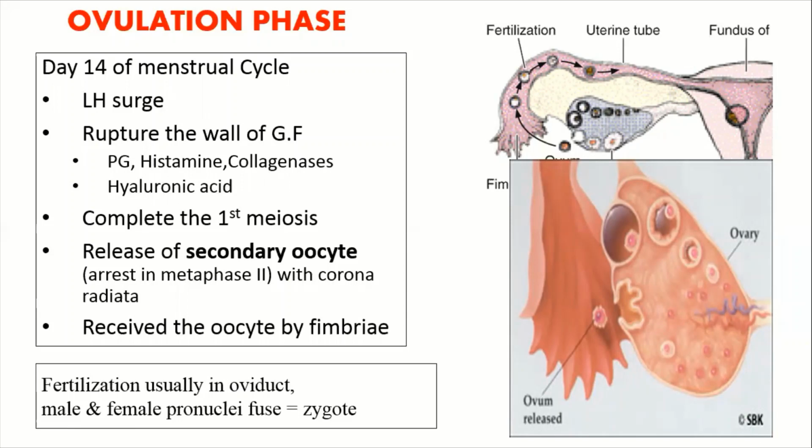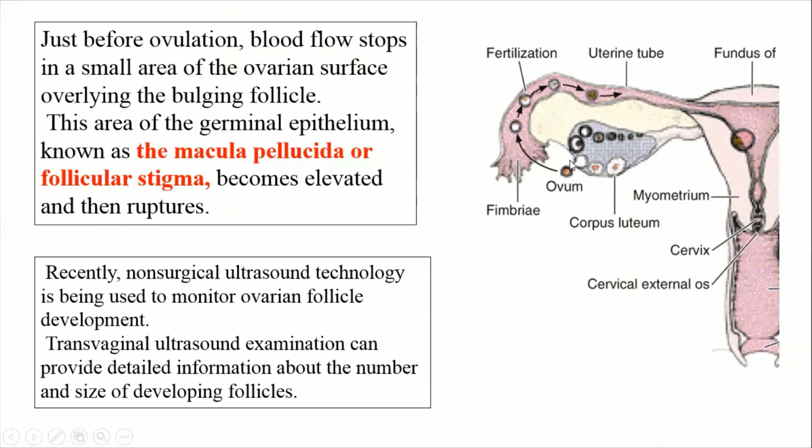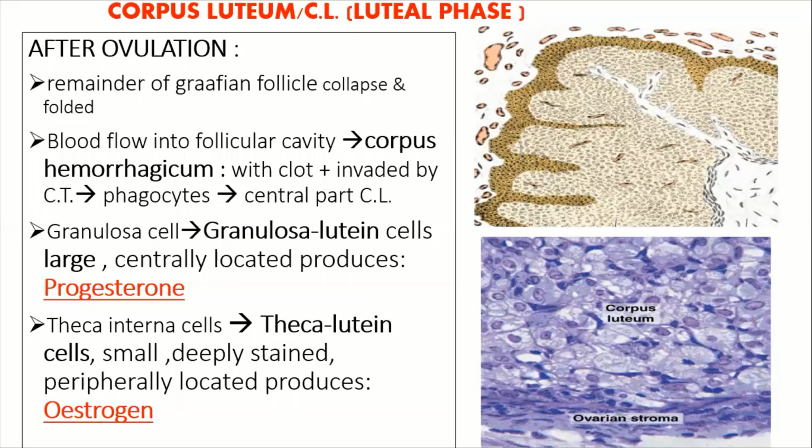As I said, one area bulges out just before ovulation; that is called the macula pellucida or follicular stigma. With the help of non-surgical ultrasound technology, or transvaginal ultrasound examination, we can make out the different follicular stages. We examine these stages to know the fertility of the patient. In infertility, they do this examination so that we can make out even the number and size of the developing follicles. Okay, so after ovulation, what happens now?